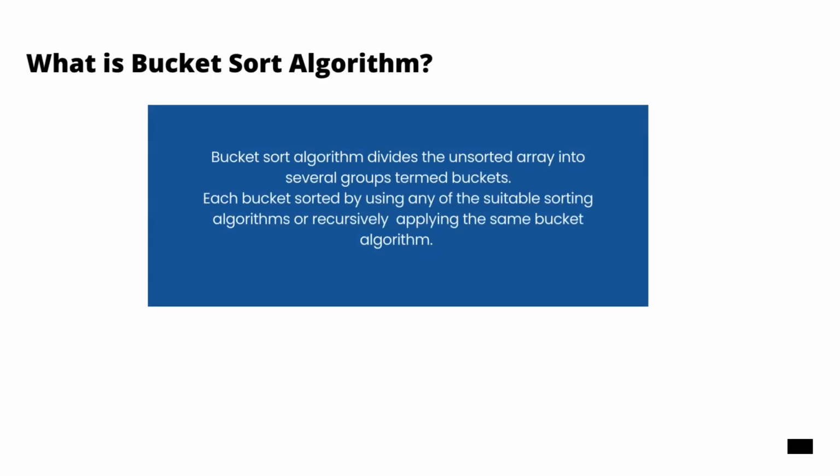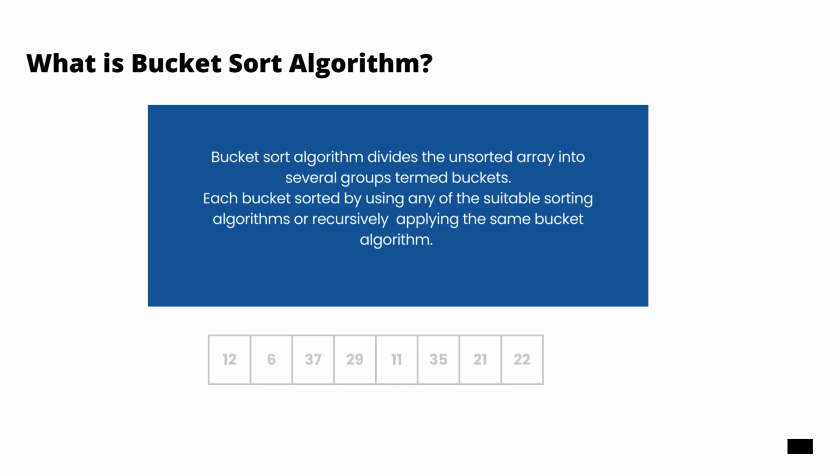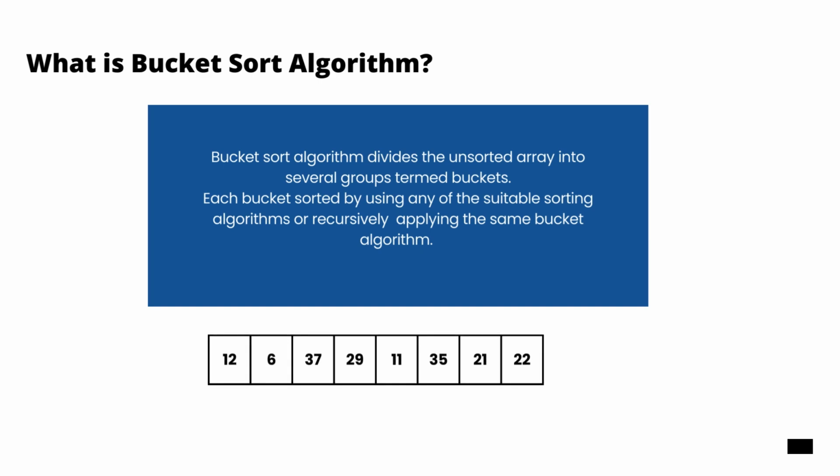So, the bucket sort algorithm divides the unsorted array into several groups known as buckets. Each bucket is sorted using any suitable sorting algorithm or recursively applying the same bucket sort algorithm. I know it's a little complicated to understand, so let's go through an example. On my screen, we have an example of an array consisting of numerical elements, that is 12, 6, 37, 29, 11, 35, 21, and 22.